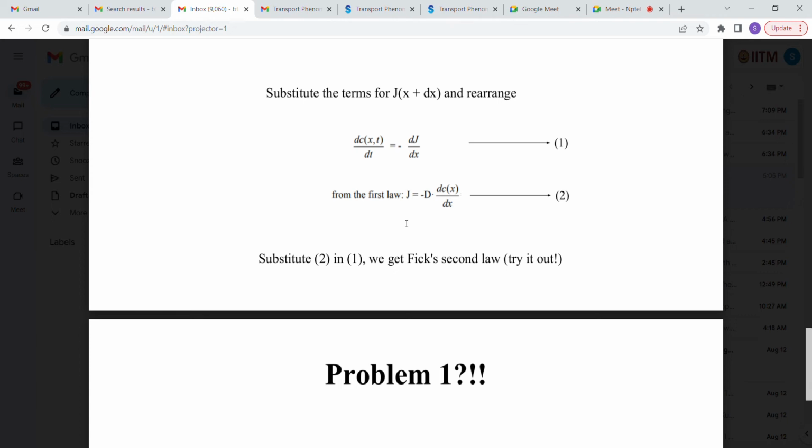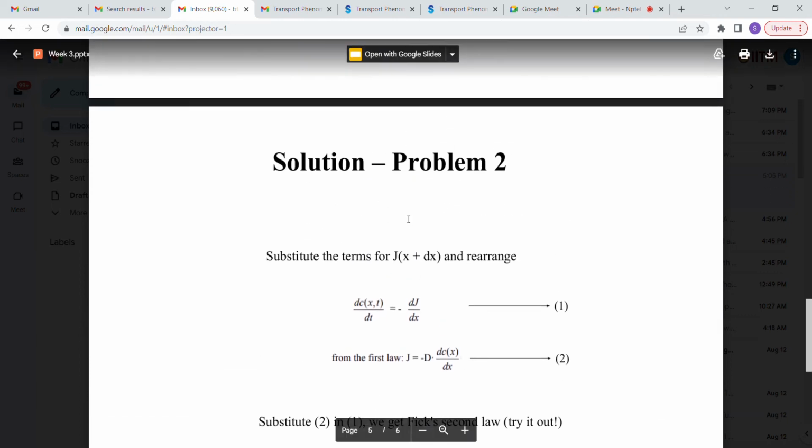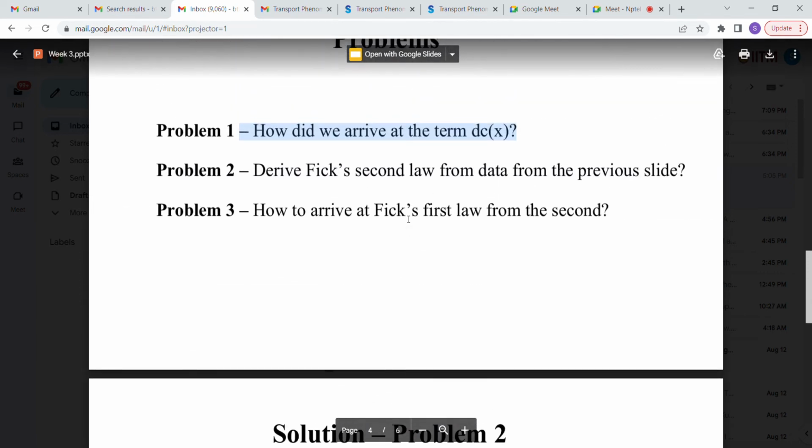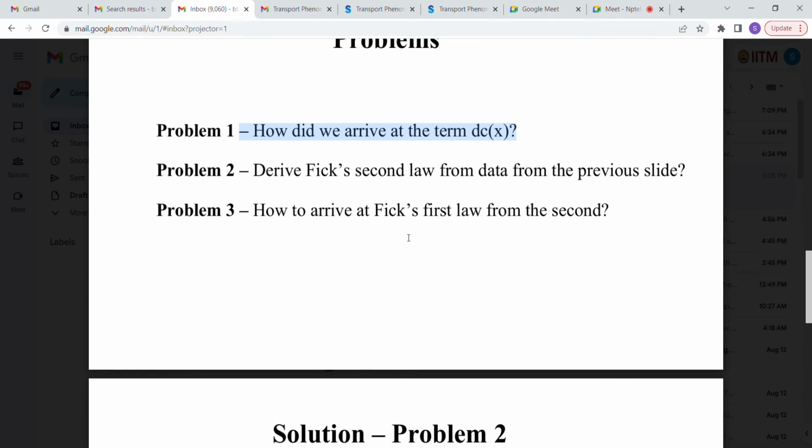Now let's go to problem 3. How to arrive at Fick's first law from the second law. We know that Fick's first law is given here.